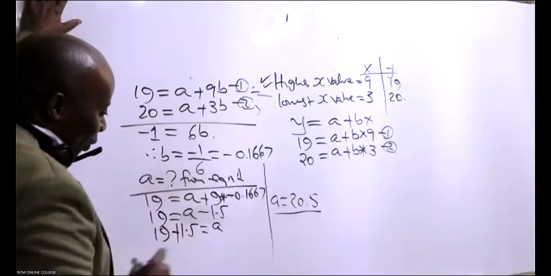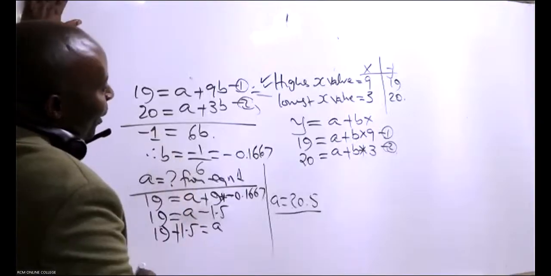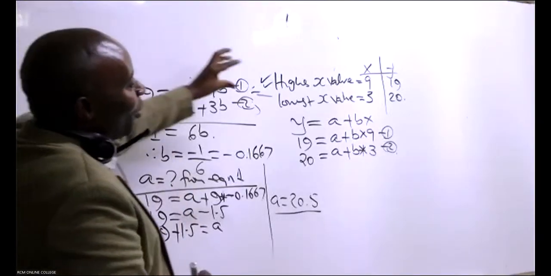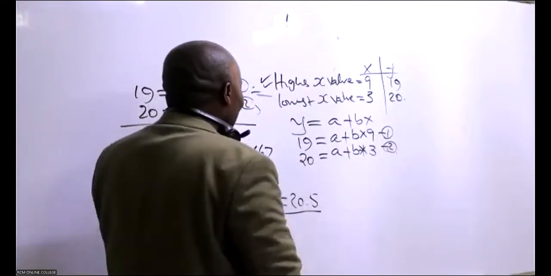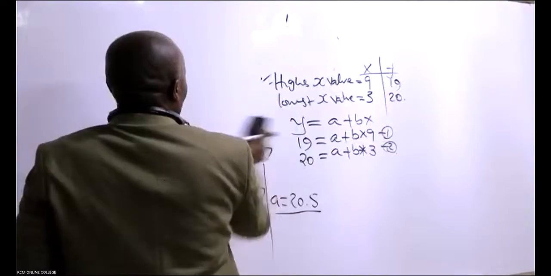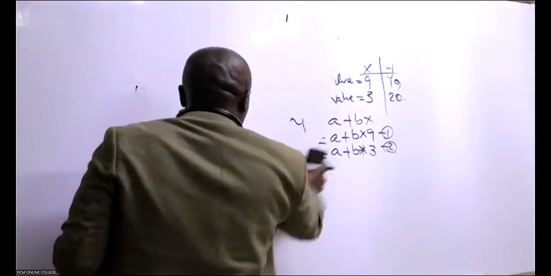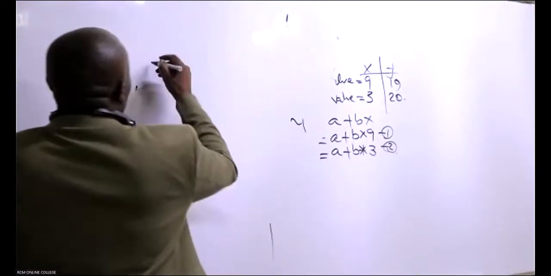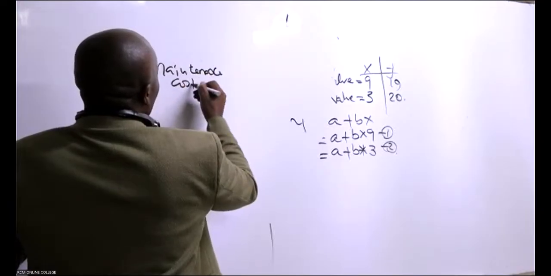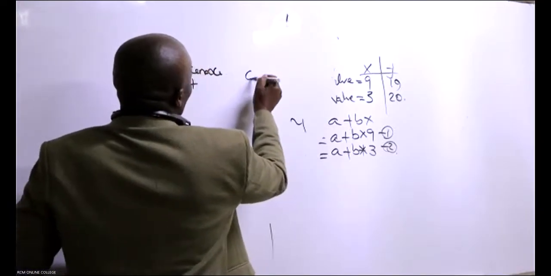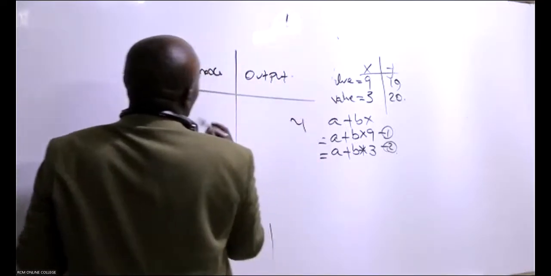But again, there is a catch word, and your examiners always use this catch word to catch so many students. Your examiner will not tell you which one is X and which one is Y. Your examiner will come and give you something like this. He'll give you two variables: maintenance cost, and output from a machine.